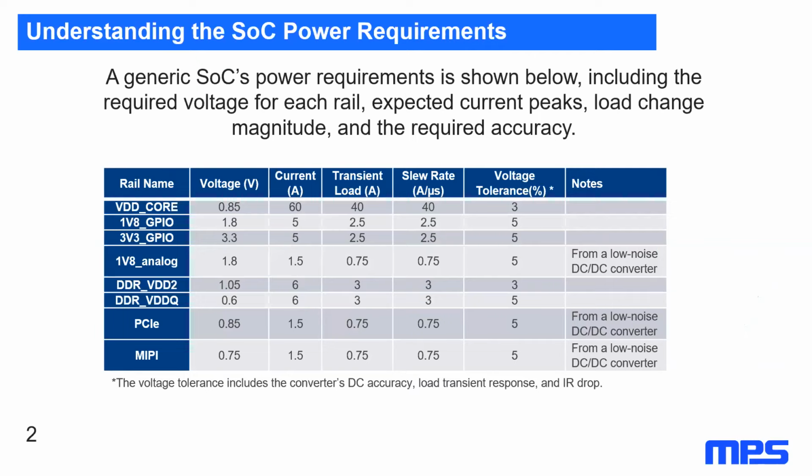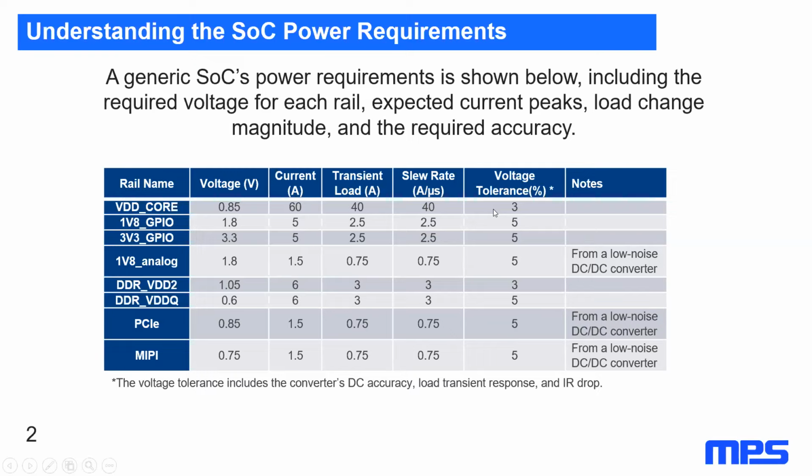So, understanding the SoC power requirements. Usually when reading the datasheet for an SoC, we are presented with a table similar to this one, or in a different form. But basically it mentions the different rails that the SoC needs. Here on the left column, we have, for example, VDD core, 1.8 volts, GPIO, and so on. These are just generic names. And each rail has an assigned voltage, current, transient load, slew rate of this load, and the tolerance that it requires.